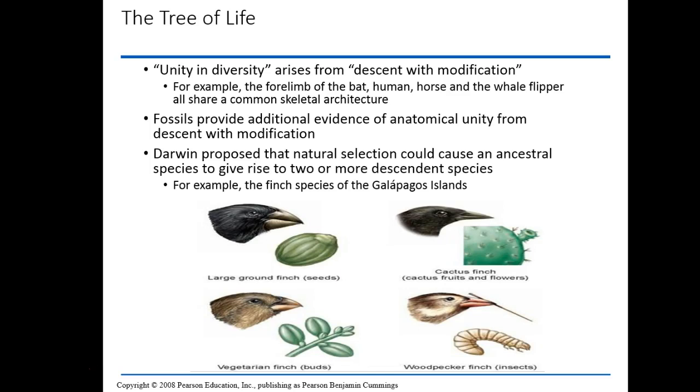Your book talks about the bats, and with regard to the forelimb of the bat and the horse and the human and the whale flipper, although they all look very different to us now, you can see a common ancestor out of them. This particular concept is supported by fossils that were found at this time and are still being found.